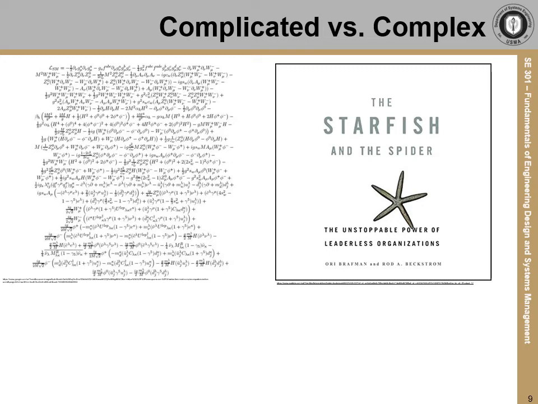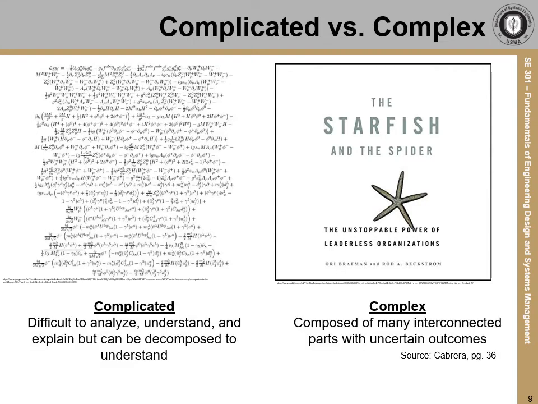On one hand, if you look at all the math, it's complicated. On the other hand, a starfish is just kind of complex. So if we define complicated versus complex: complicated is difficult to analyze, understand, and explain, but can be decomposed to understand. Something complex can be composed of many interconnected parts with uncertain outcomes. Going back to the starfish example, whenever you cut off one portion of a starfish, you don't really know how it's going to grow back. It could split. You could have a starfish with like 8 legs or something.